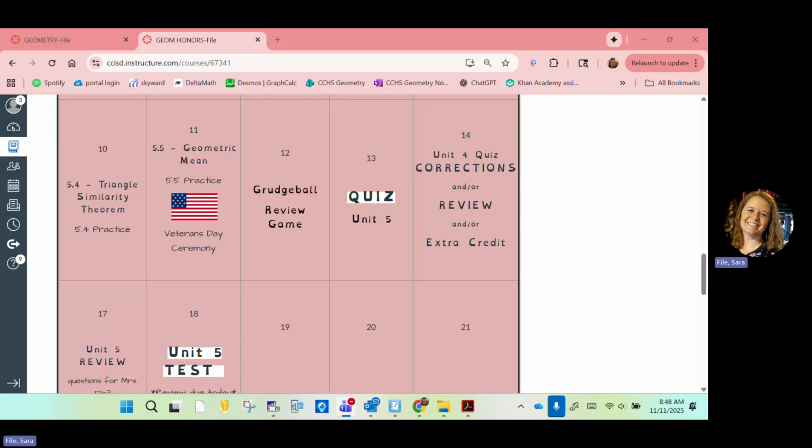On that calendar, we've got 5.5 geometric mean to cover today. Then we're going to do a review game called Grudge Ball tomorrow. I think y'all will like that. It should be fun. Then we are quizzing Thursday.